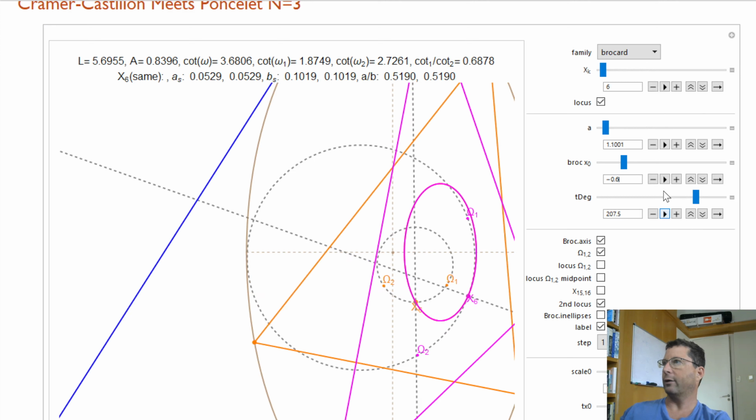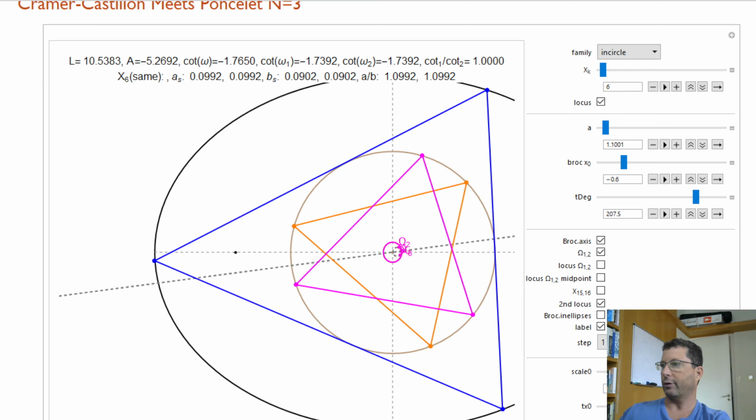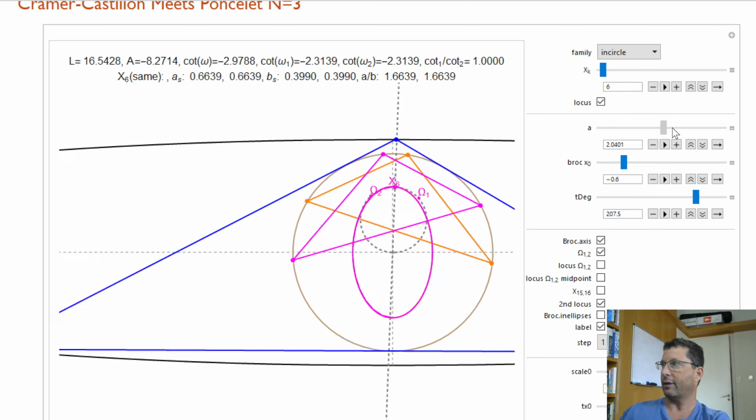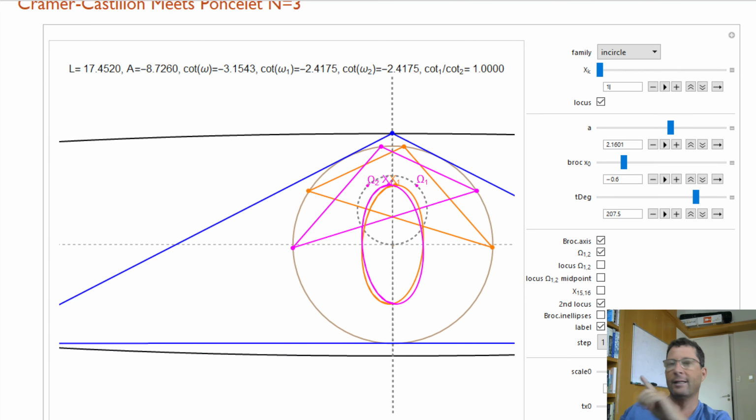Let me go back really quick to the encircle case so we can compare what was happening then. Okay, let's move the scale down a bit, and I just want to show you guys one added phenomenon that differentiates the encircle case from the Brocard controlled Cramer-Castillon. We were talking about before the locus of x6 being shared and that its locus was an ellipse. How about the incenter? The incenters are not shared, and their loci are not an ellipse.